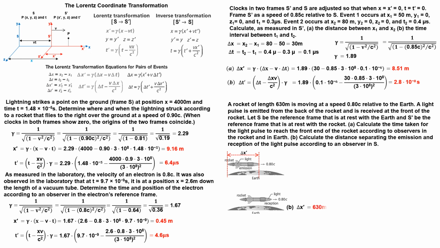630 meters. This distance is covered at the speed of light, and so the time between emission and arrival is given as follows. To find the distance and the time interval separating the emission and reception of the light pulse according to an observer in S, we use the Lorentz transformation equations for pairs of events.